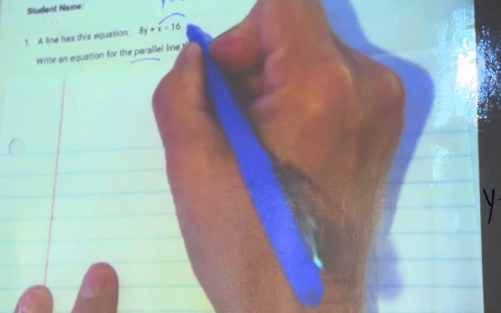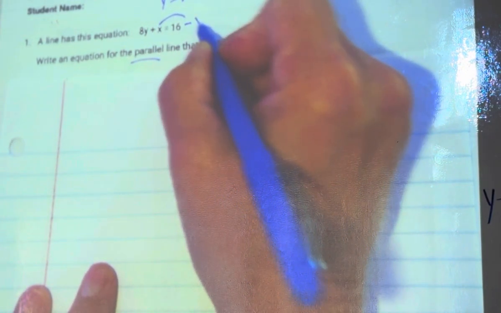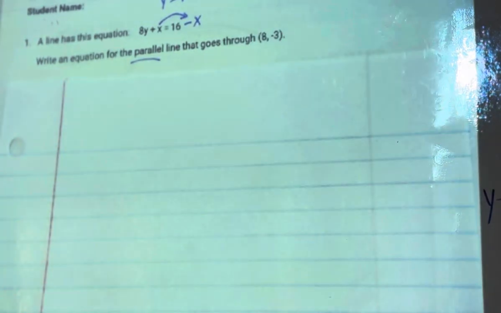Okay, so a line has this equation. So we need to find the slope. If we want it to be parallel, it needs to be the same. So what do we have to do to that equation to find the slope? Exactly. So y equals mx plus b, and then you have y minus y1 equals m times x minus x1. So we're going to move the x over. So opposite of a positive x is a negative x. Now what? Divide by 8. Very good.